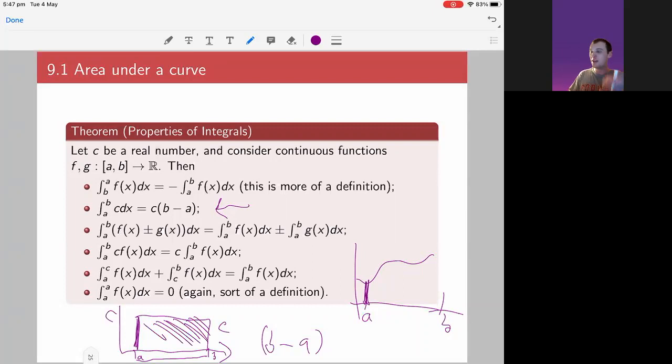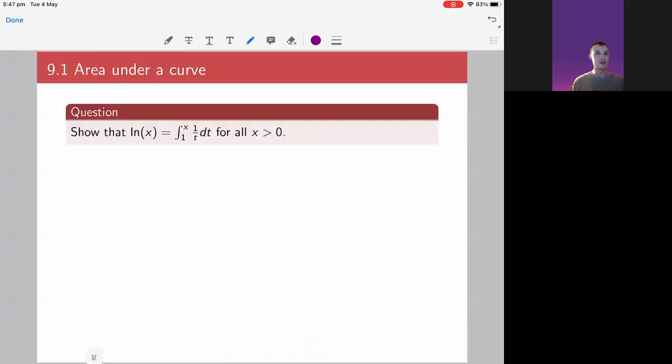Now, we've got a lot of good theory under our belts, but we haven't really done any examples yet. We've defined area underneath the curve. We've defined integrals. We've seen properties of the integral. It's now time to apply this to some real functions. So the first one is a bit of an interesting one.